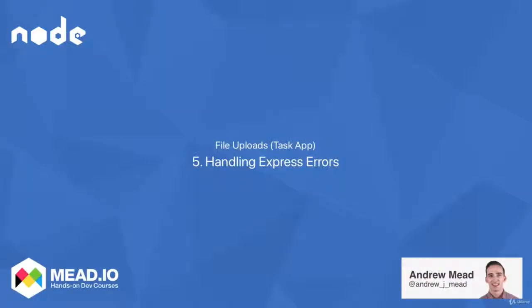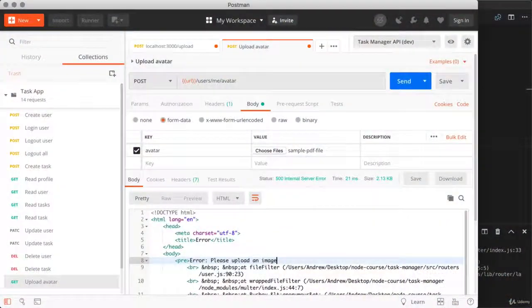In this video, you're going to learn how to customize the errors that get sent back when the file upload fails, whether it's because the file is not of the right type or whether it's because it's too large and doesn't meet the file size limitation we've set. Either way, we can go ahead and send back a JSON error message instead of trying to render this HTML document, which is what we're seeing right now.